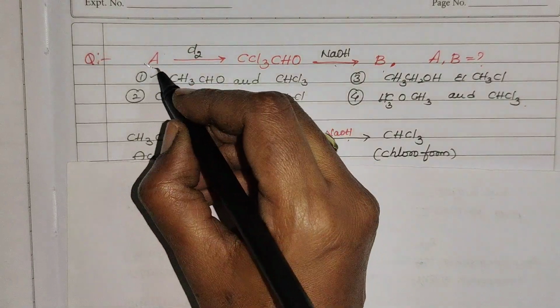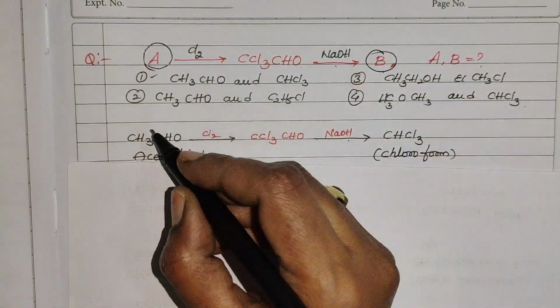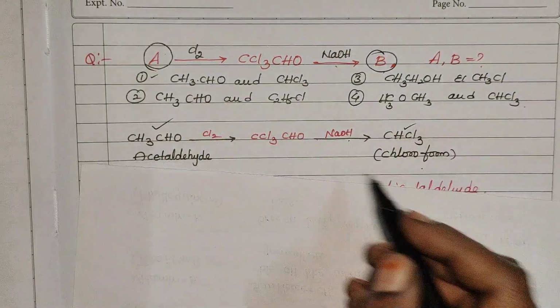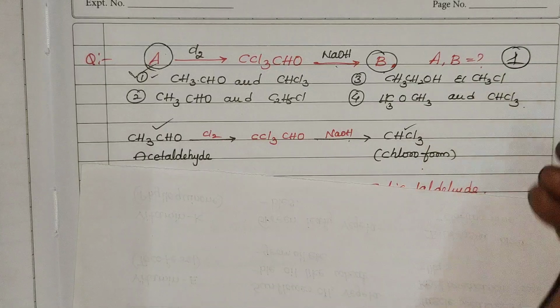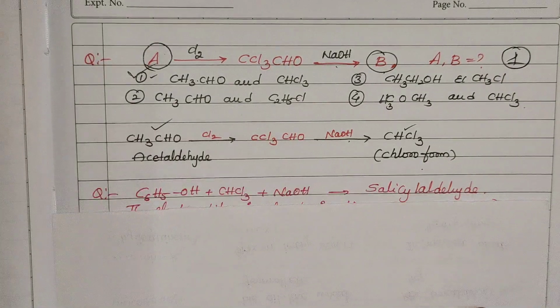Okay, now he is asking A and B, right? So A is the acetaldehyde, B is the chloroform. Which is the correct option, beta? First option is right. Important question, listen properly. Okay, first option is right.